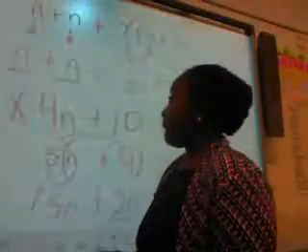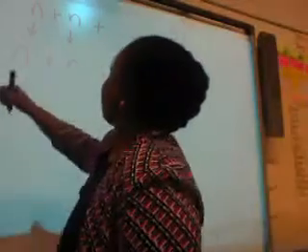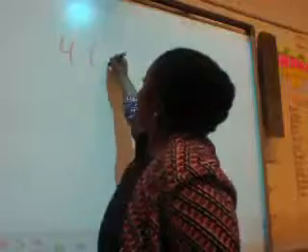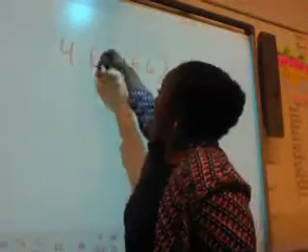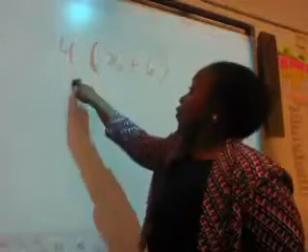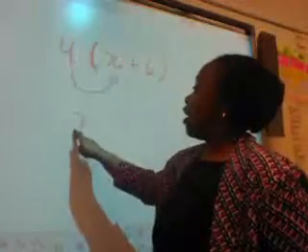Now, let's choose one of these to do together right now. So we have 4(x plus 6). We can try that. 4(x plus 6). Okay? Now, this is a parenthesis. 4 times x is 4x.